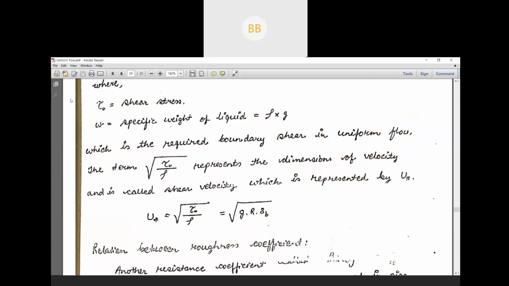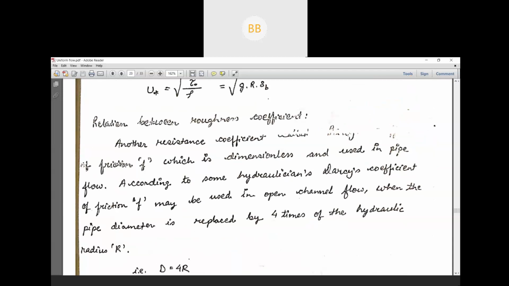Okay. So next is the relation between roughness coefficients. Here, there is another resistance coefficient called Darcy's coefficient of friction, small f, which is dimensionless and used in pipe flow.